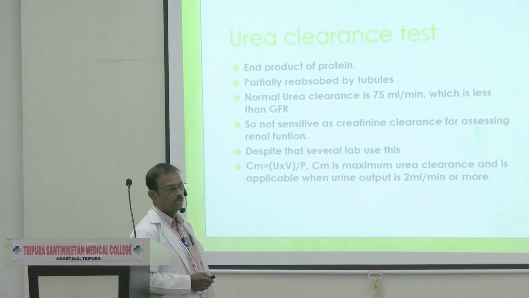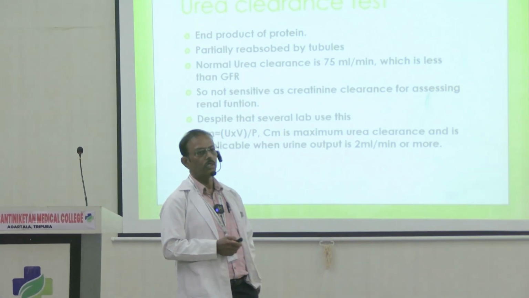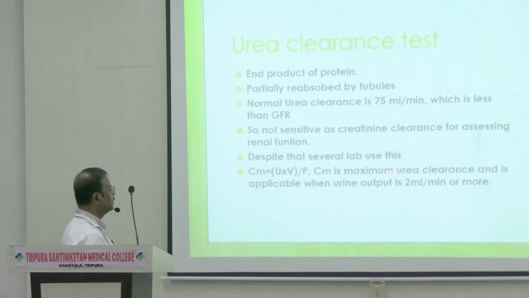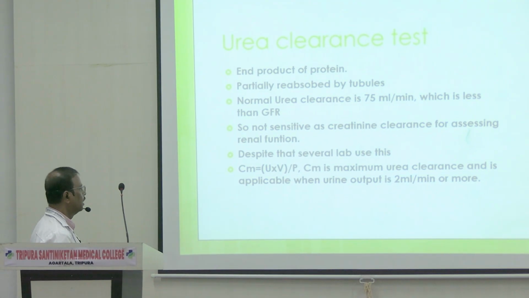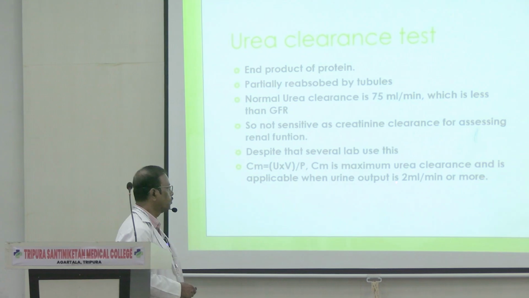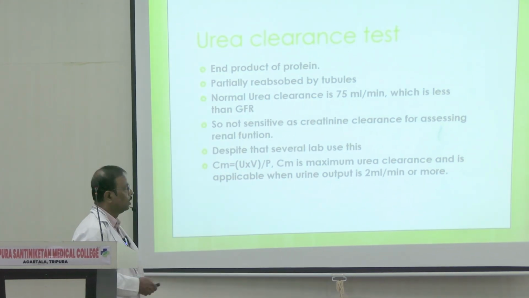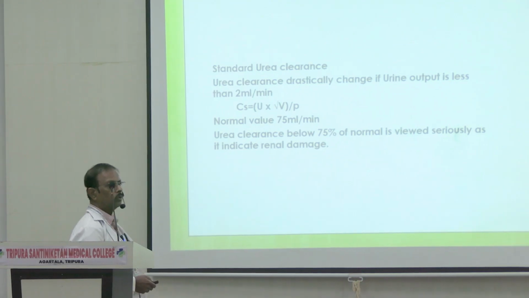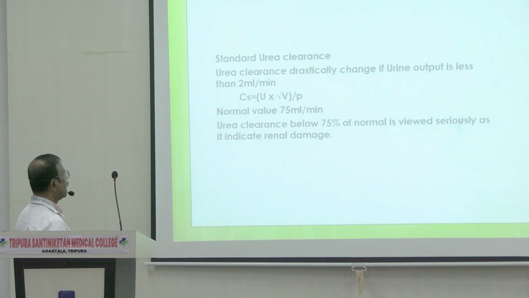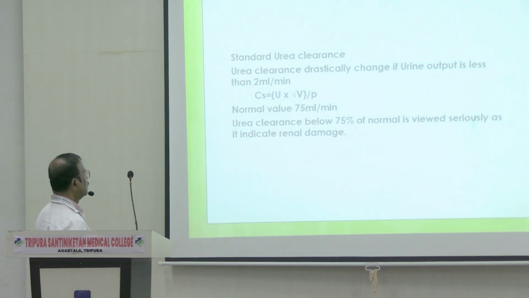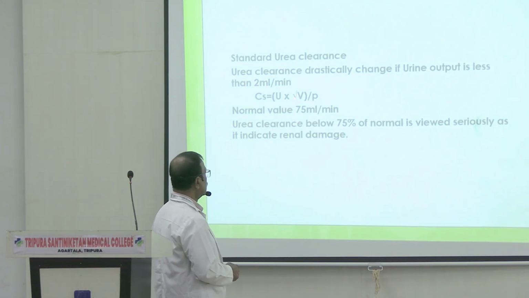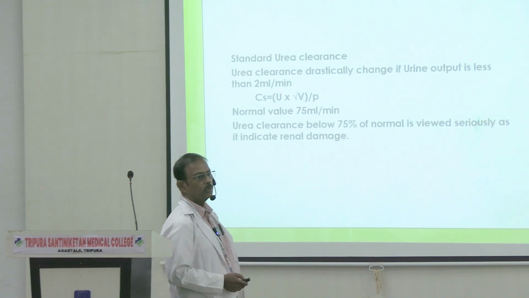This urea clearance is proper when urine output is more than 2 ml per minute. Maximum urea clearance is applicable when urine output is 2 ml per minute or more. But when it goes below 2 ml per minute, then the standard clearance test is calculated. In this case, the square root of the volume of urine is used.